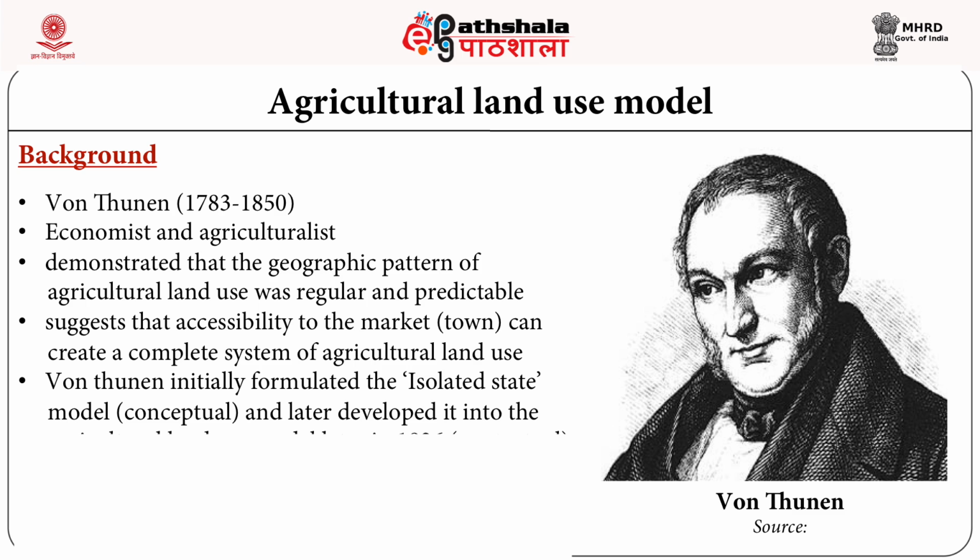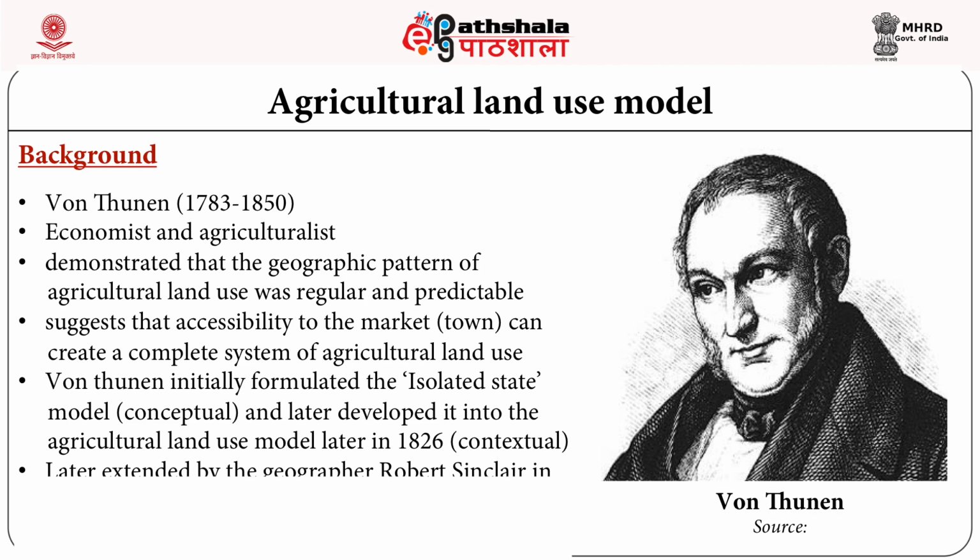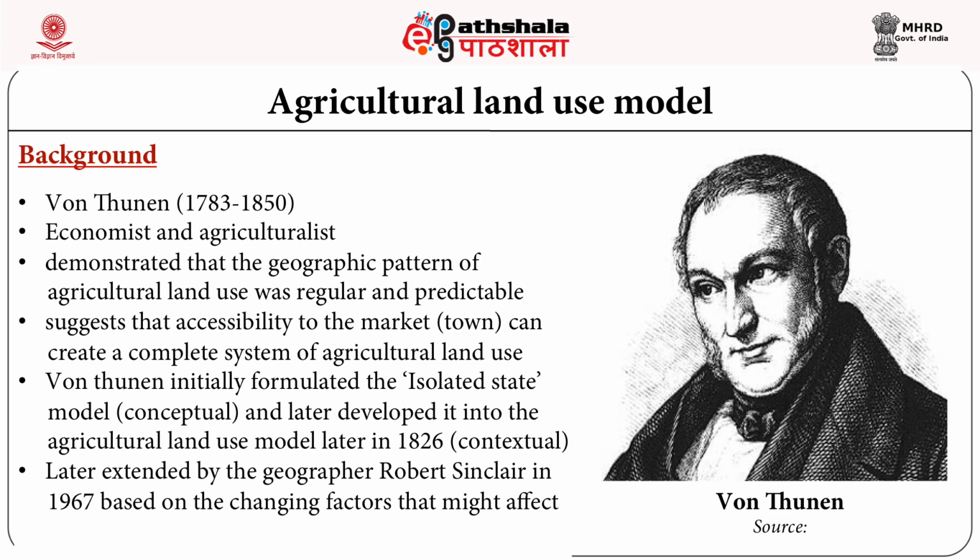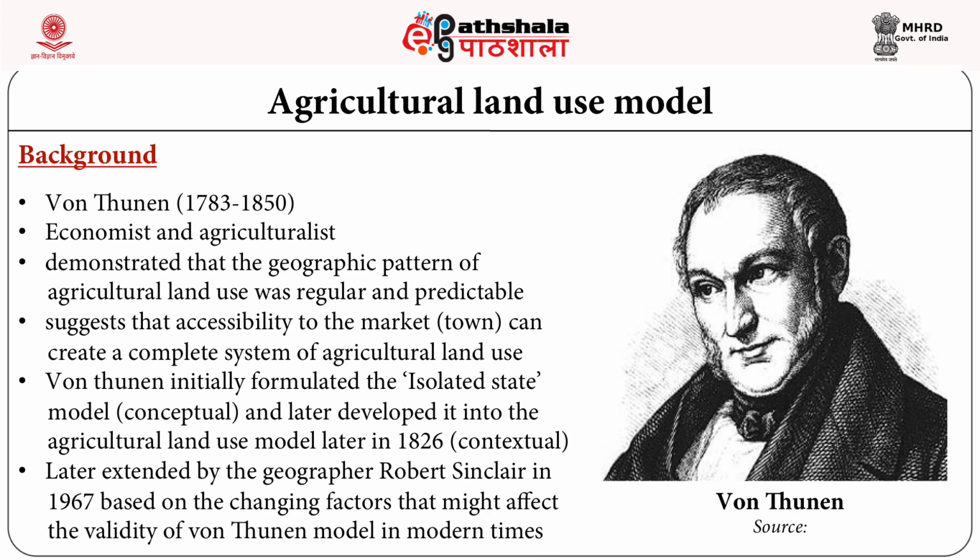Von Thunen initially formulated the isolated state model, which was conceptual, and later developed it into the contextual agricultural land use model in 1826. It was later extended by the geographer Robert Sinclair in 1967 based on the changing factors that might affect the validity of the von Thunen model in modern times.